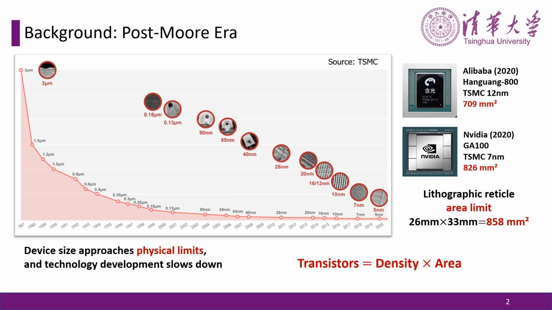Moore's law has governed the semiconductor industry for over half a century, but it is widely observed that Moore's law is becoming hard to sustain. First, the device density approaches physical limits, and the technology development slows down. Then, the recent chip size has reached the lithographic reticle area limit. As both density and area fail to grow, the number of transistors is difficult to grow.